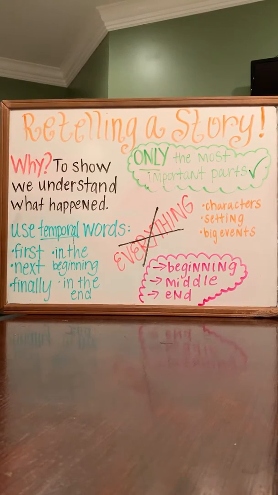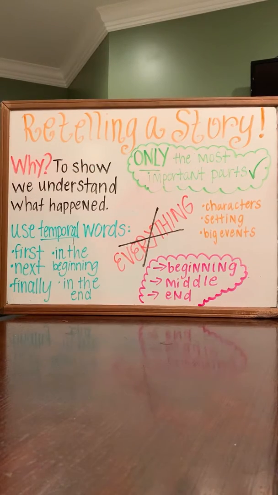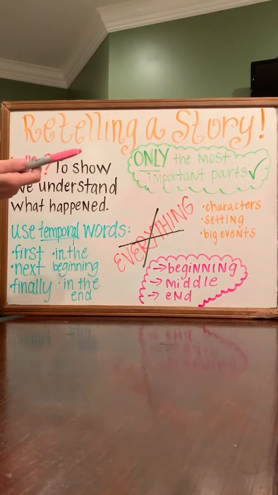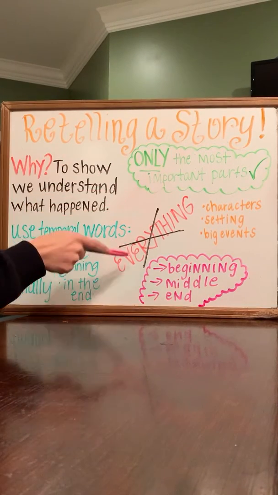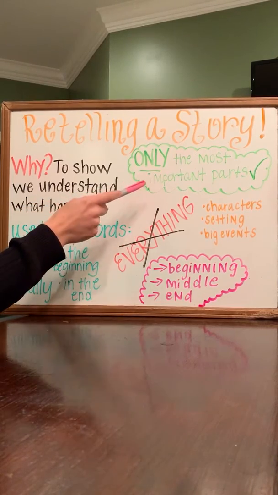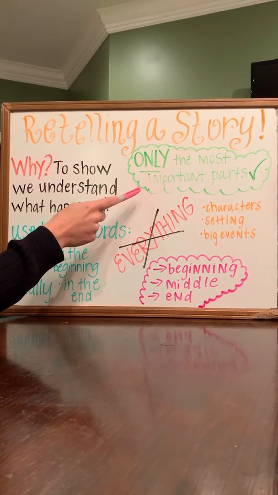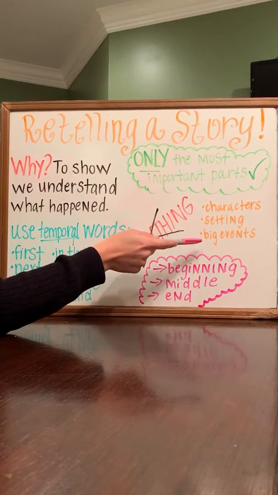When we write narratives, we could be retelling one of our favorite storybooks or writing about an important event in our life. The main thing to focus on when writing a narrative is that we don't tell everything that happened. We only tell the most important parts, which will include the characters, the setting, and the big events.